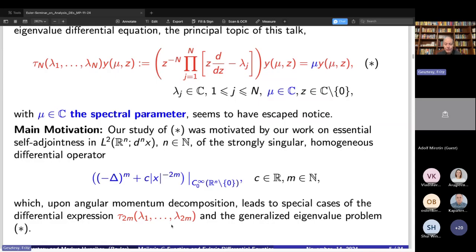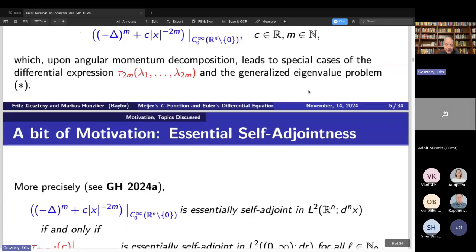And as one can easily convince oneself, this is of course spherically symmetric, so you can do an angular momentum decomposition. And if you do that, you are led to special cases of this differential expression where the capital N is then an even number 2m. So we wanted to know essential self-adjointness properties of this object, and we were led to look at the eigenvalue differential equation you see in star. Okay, let me go to the next one.